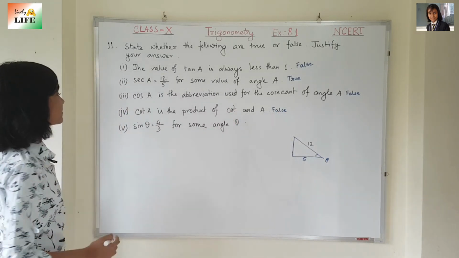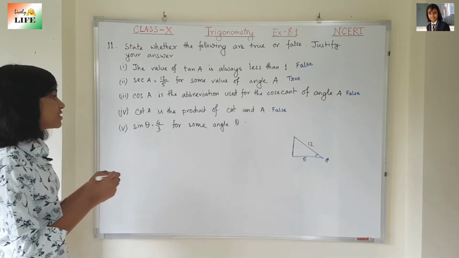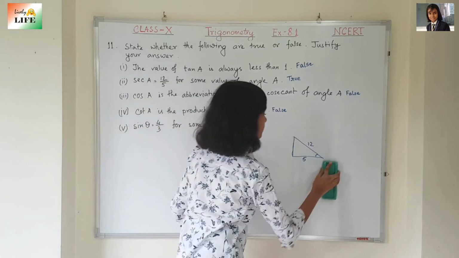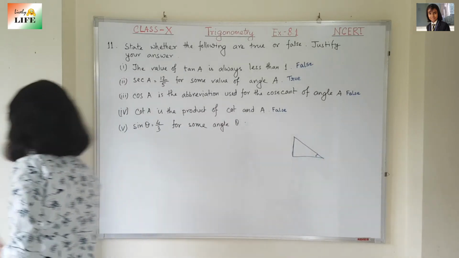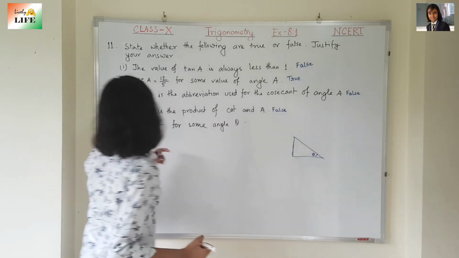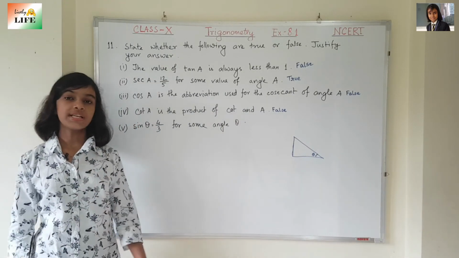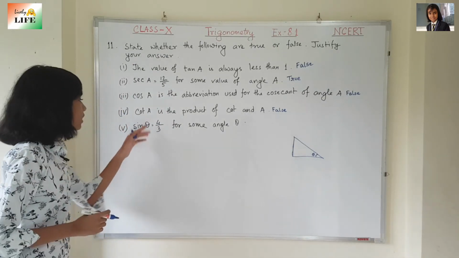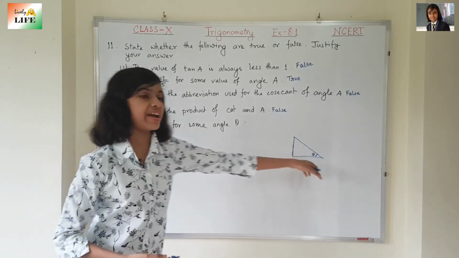Now the last one. Sin theta is equal to 4 by 3 for some angle theta. Now over here, suppose this is the angle theta. Can sin theta be 4 by 3? Now what is sin first of all? Sin is perpendicular by hypotenuse. So this will be perpendicular and this will be hypotenuse, right?